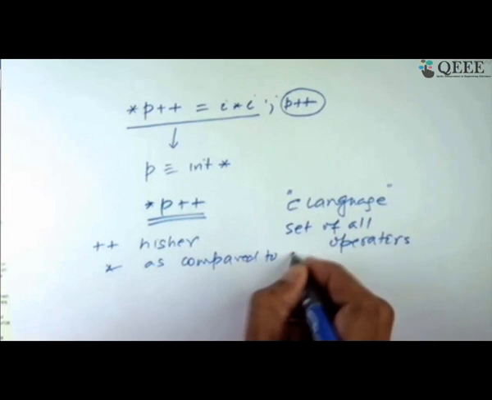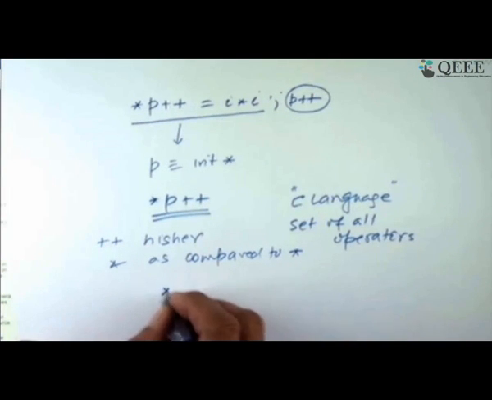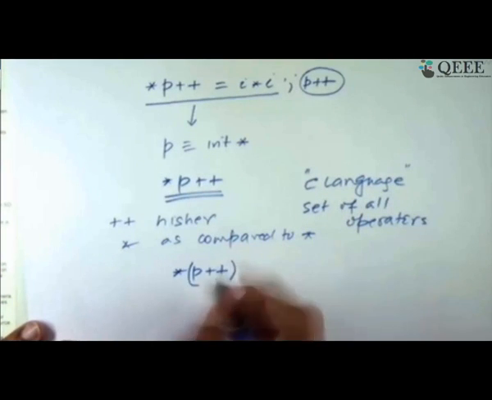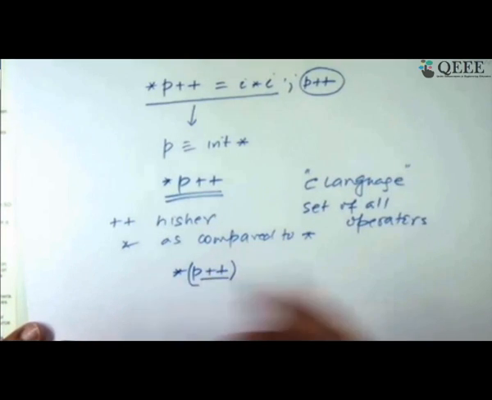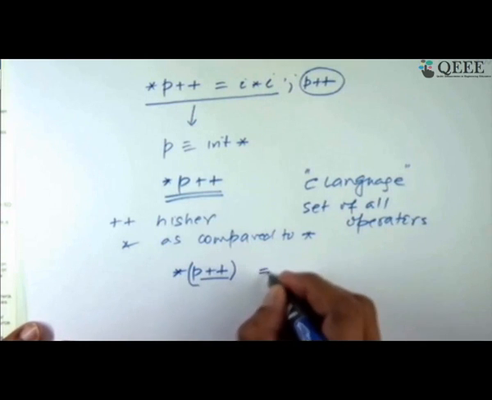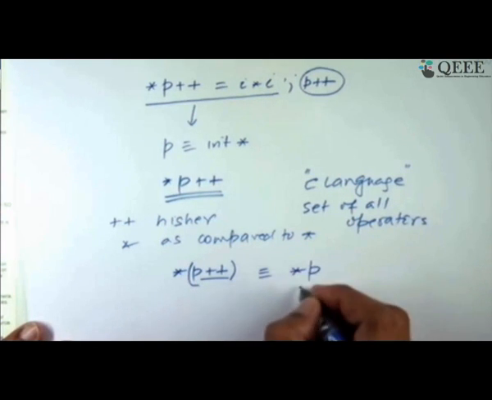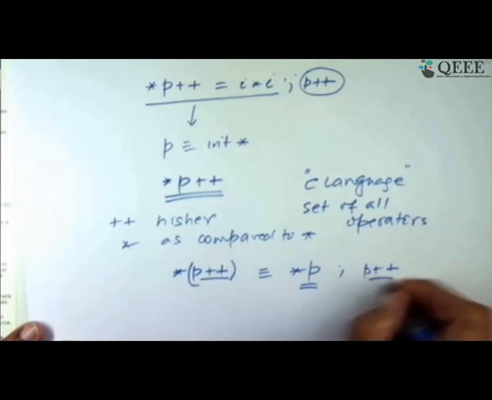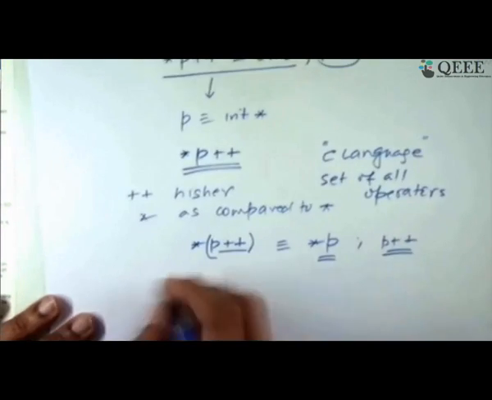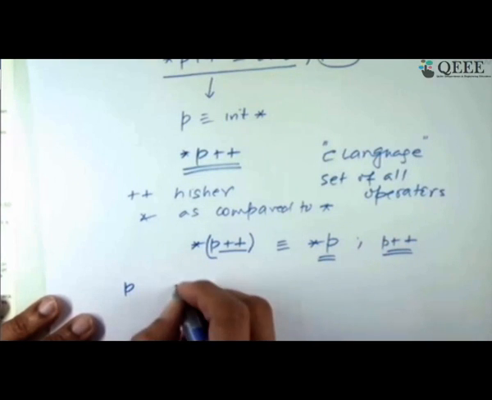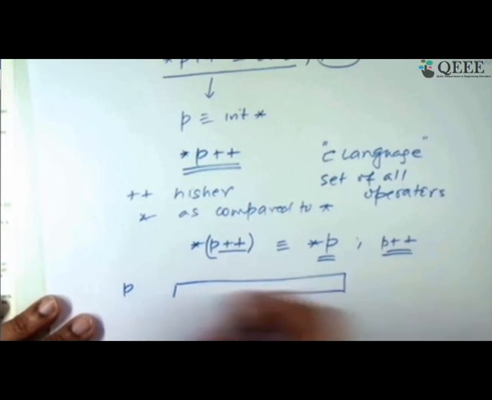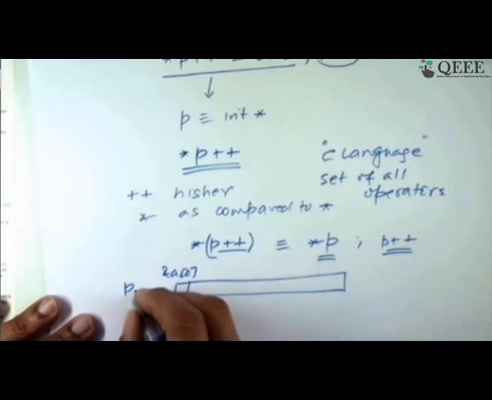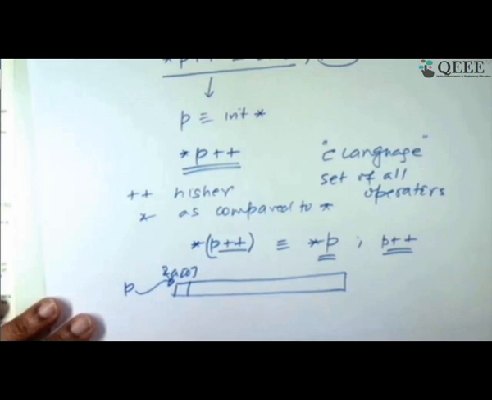Very deterministic things will happen. So *P++ says please do it in this order, but P++ says first use P and then increment. So this amounts to please dereference P, and then do P++. What does it mean in this case? What is P? We had assigned P to the start address of my array. If this is the a[0] address, then P is basically here. This is the pointer to the first element of the array.